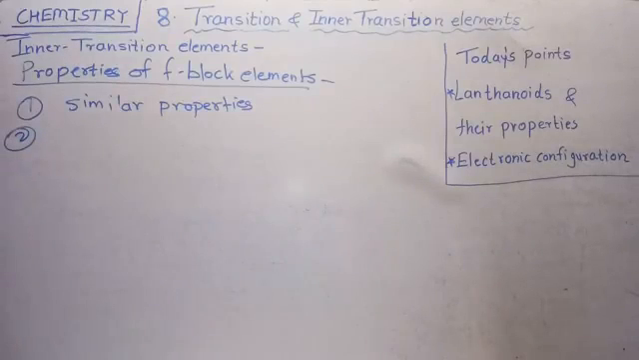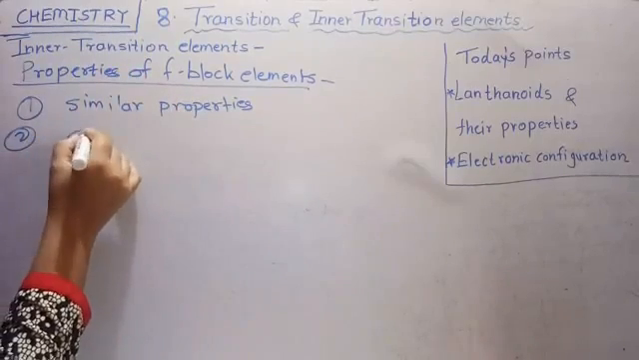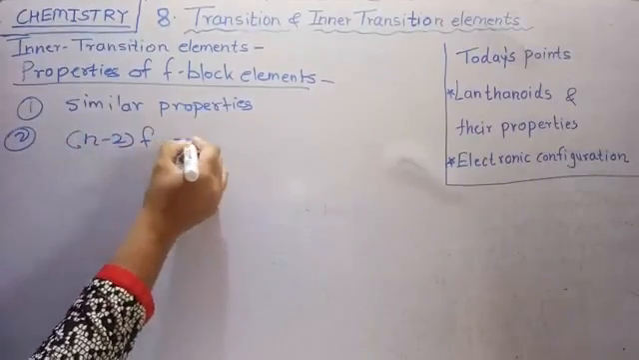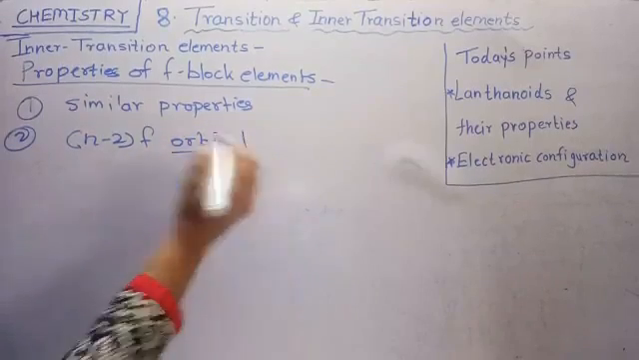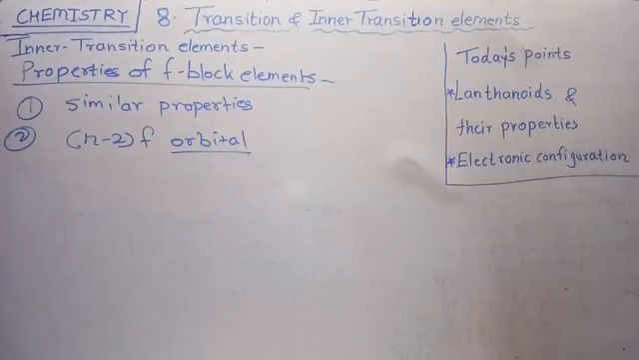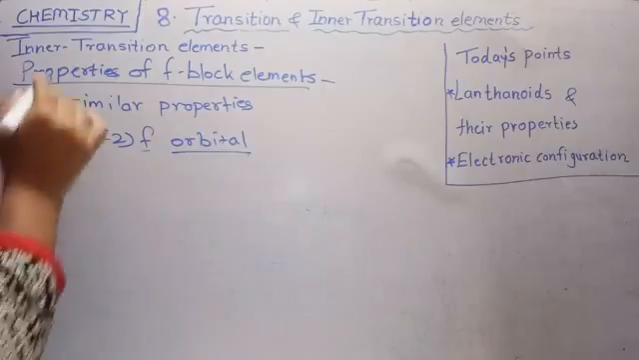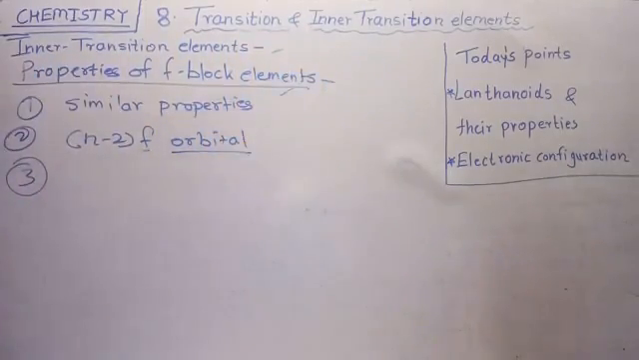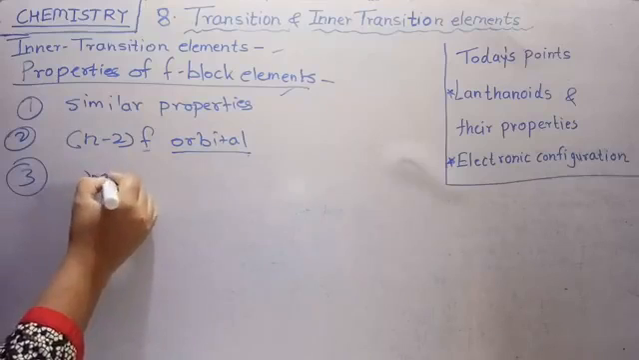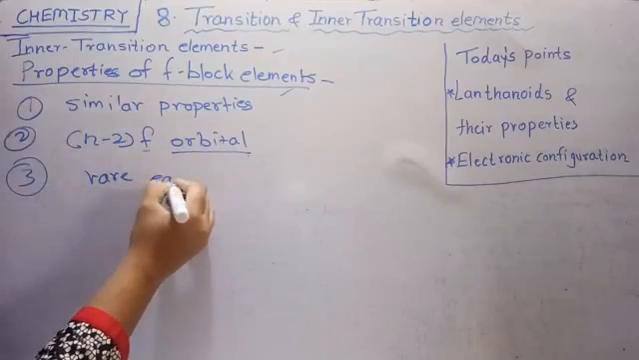The second property: for the f block elements, the electrons are added to the pre-penultimate shell of the f orbital. Their valence or differentiating electrons enter into the pre-penultimate shell of the f orbital. Historically, these inner transition elements, or f block elements, are also known as rare earth metals.